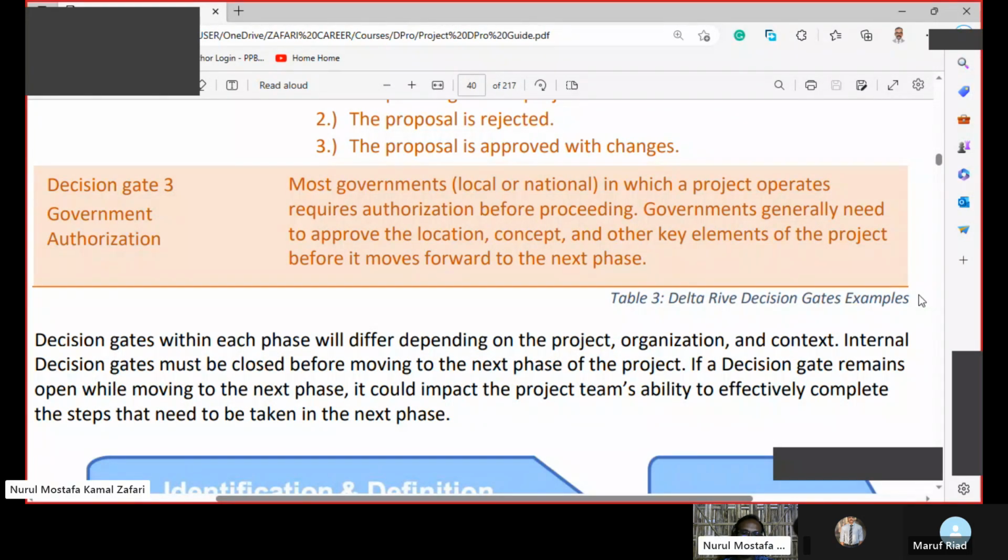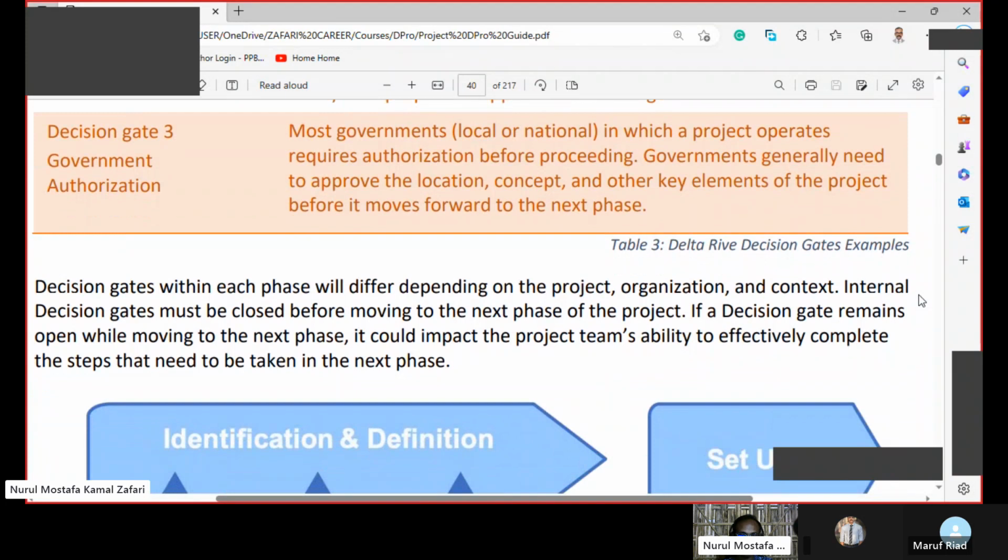Internal decision gates must be closed before moving to the next phase of the project. So please read this sentence again. Internal decision gates must be closed before moving forward to the next phase of the project. If a decision gate remains open while moving to the next phase, it could impact the project team's ability to effectively complete the steps that need to be taken in the next phase.